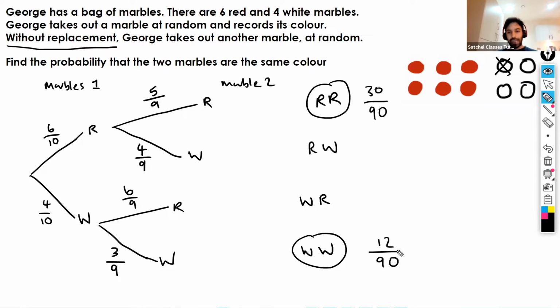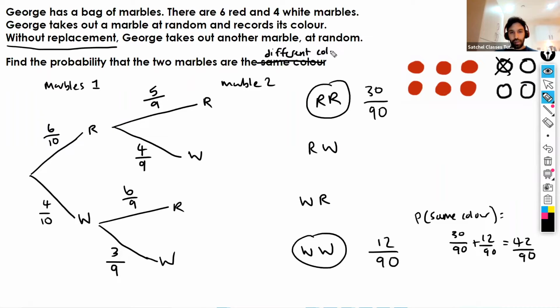So I simply need to add these two probabilities together. So the probability of same color will be 30 over 90 plus 12 over 90, which is going to be 42 over 90. Now, let's say the question had said, find the probability that the two marbles are of different colors. So I'm just going to cross this out and say different colors.